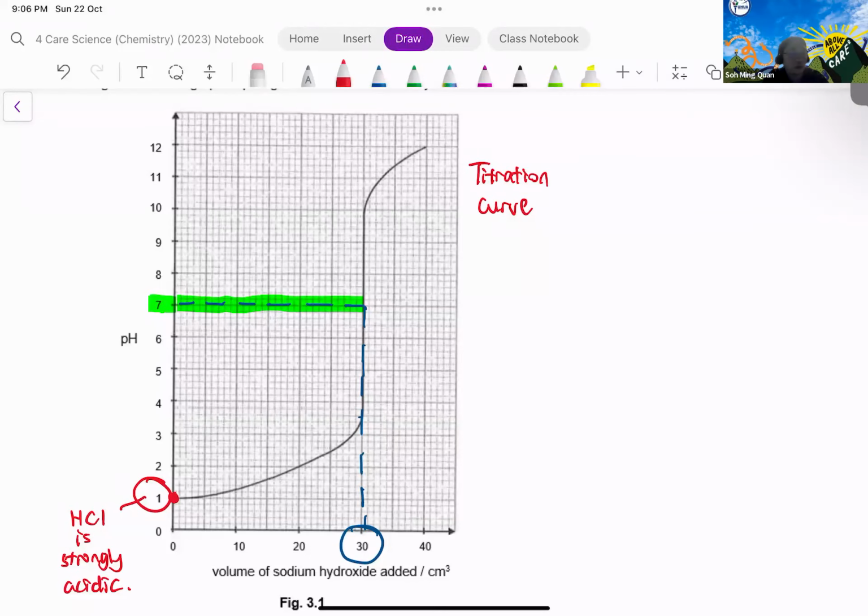But there comes a point whereby the pH literally shoots up immediately, right? This vertical increase in pH tells you that pH is increasing drastically at that particular drop, that particular volume of sodium hydroxide. And this is called the end point of the titration. The end point of the titration tells you where complete neutralization takes place.